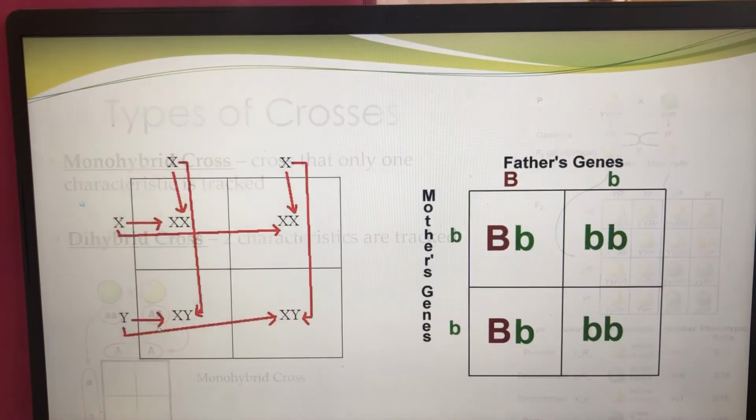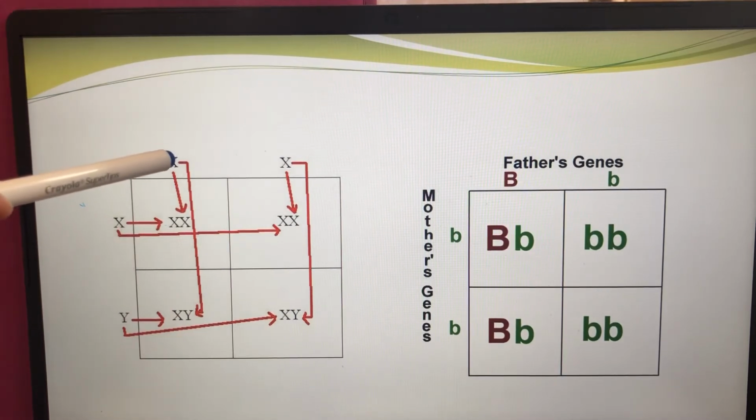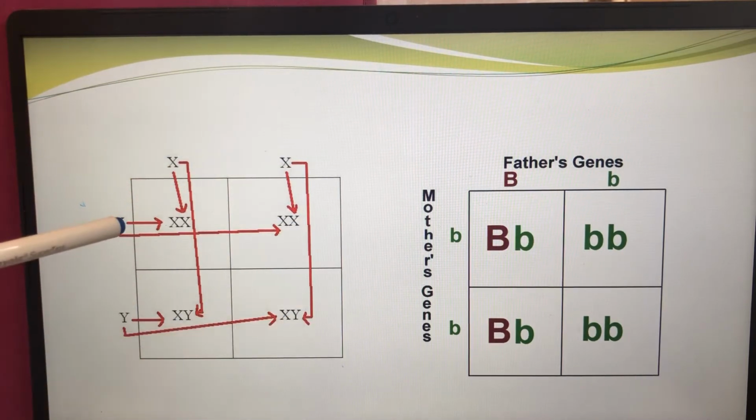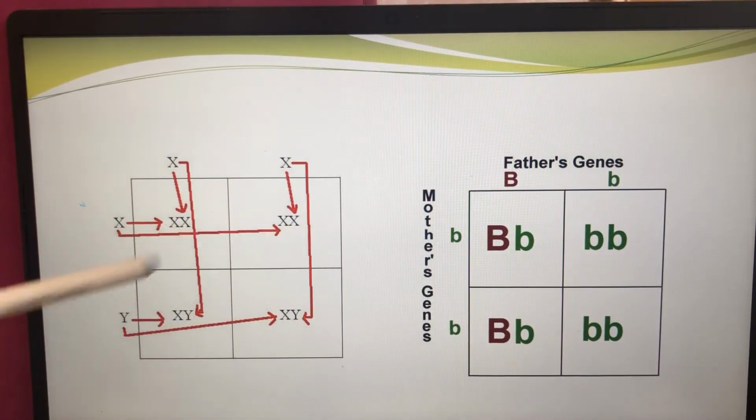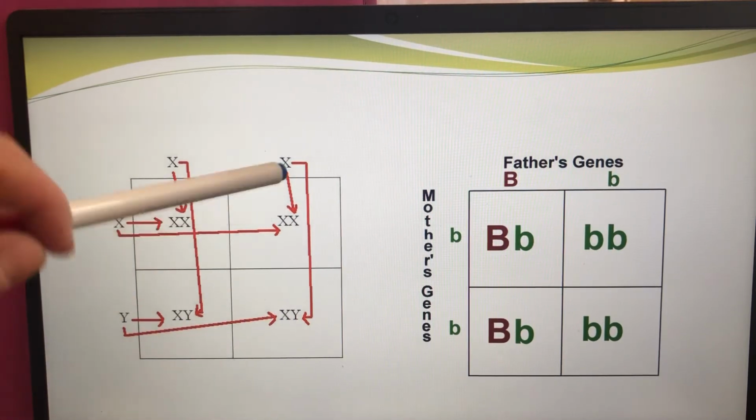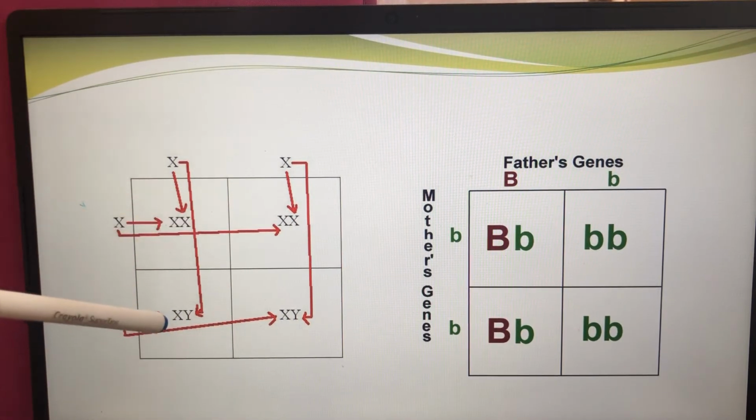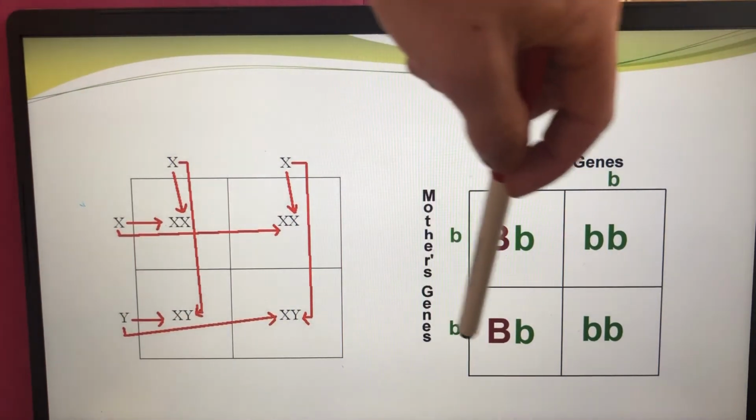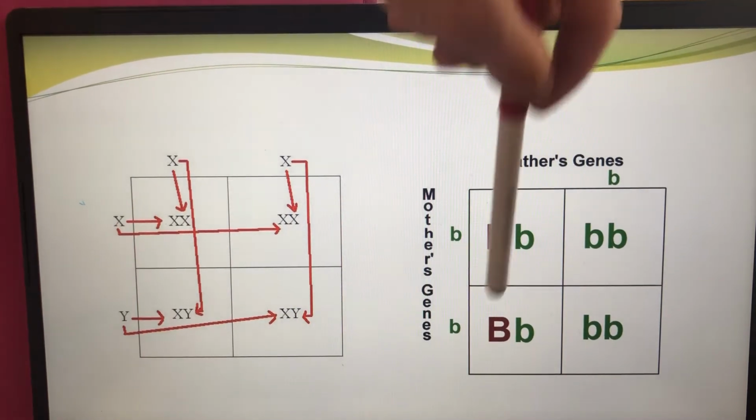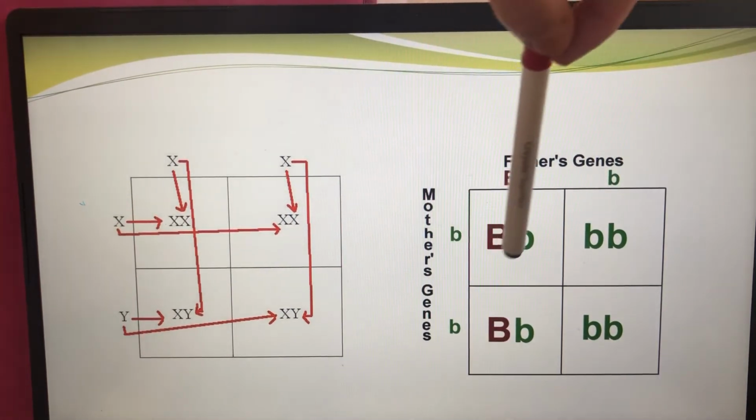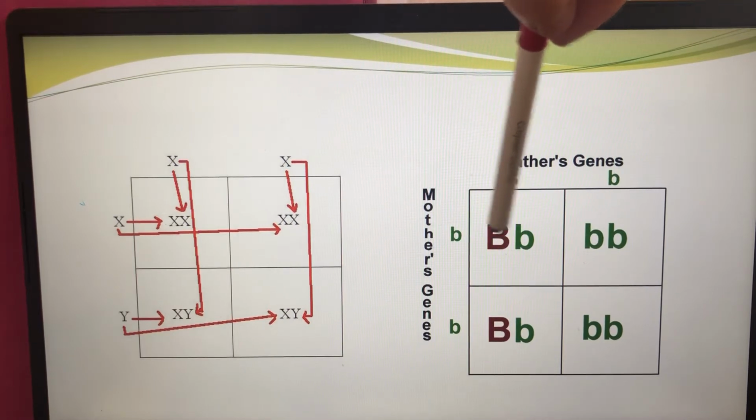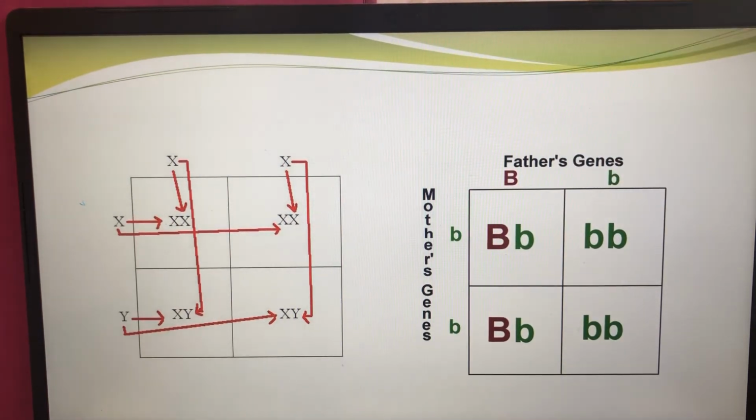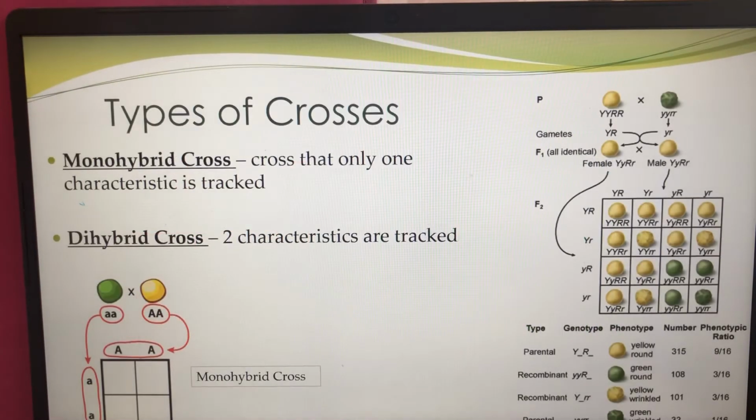XX, remember, is the mom, and XY is the boy. So the genes on top fill down, and the genes on the side go across. You end up with an XX, an XX, those are two girls, an XY and an XY. In this case, the genes went across, little b, little b, and then big B went down and little b went down. So you ended up with a genotype of two big B, little b's, and two genotypes of little b, okay?